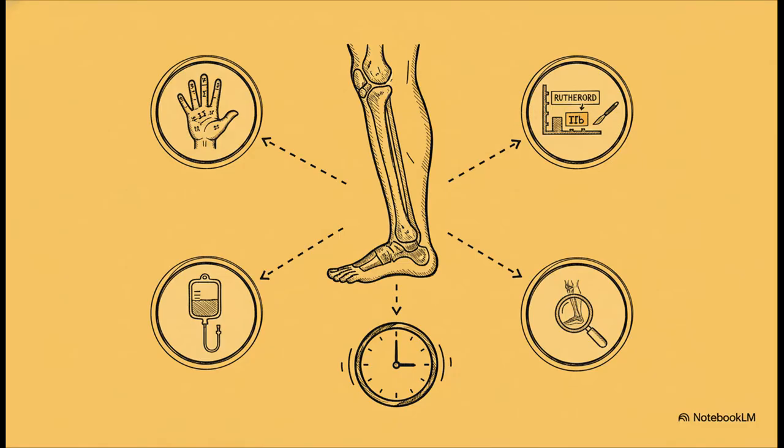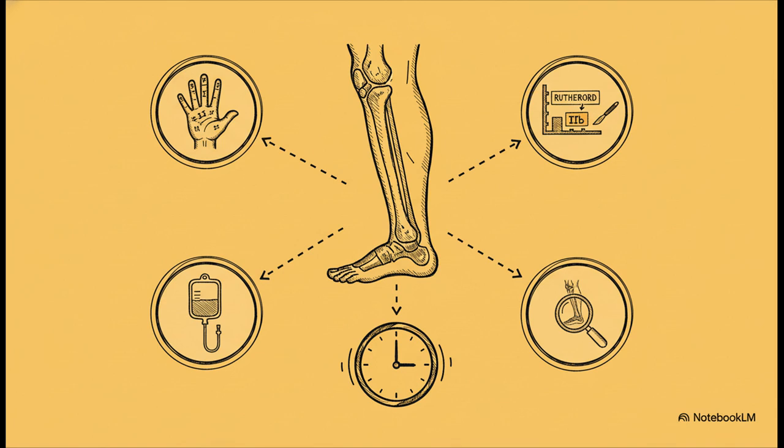So, let's run through the final checklist. Your diagnosis hinges on the 6 Ps. You use the Rutherford classification to decide how fast you need to act. And remember, IIB is your trigger for the OR. Your very first move is always anticoagulation. After the surgery, your job isn't done. You must be paranoid about reperfusion syndrome and compartment syndrome. And through it all, you have to remember that simple, powerful mantra, time is tissue.